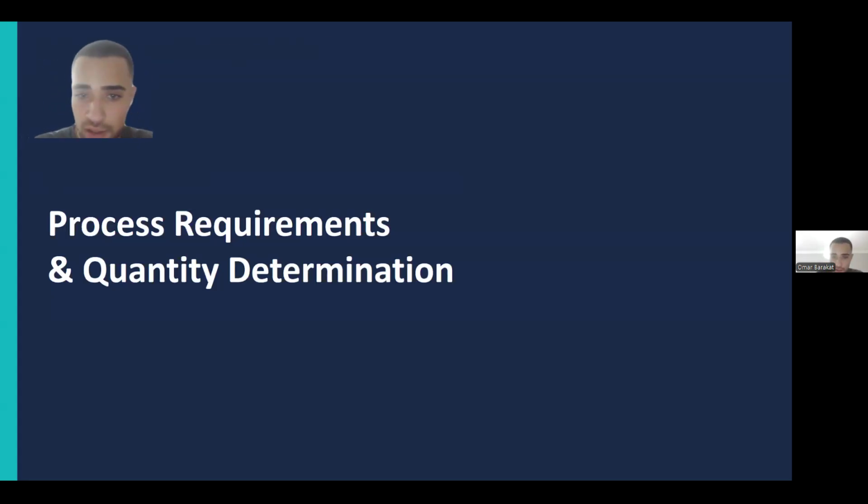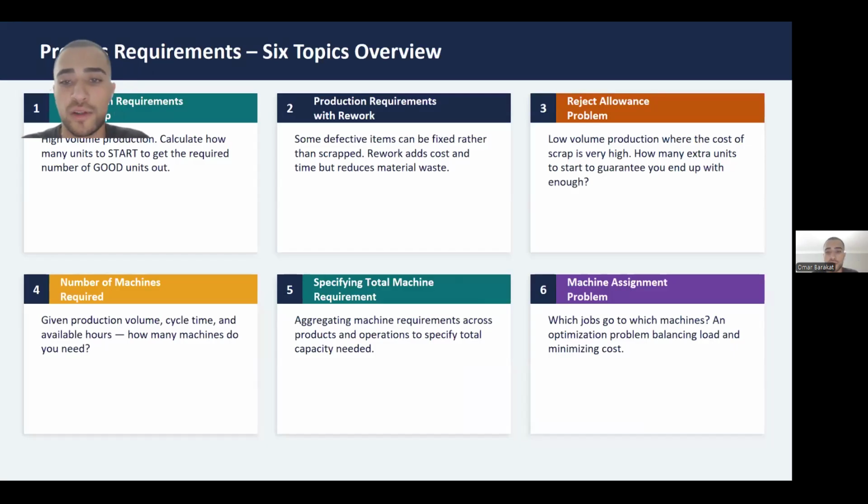Process requirements covers 6 calculation topics. Production requirements with scrap, production requirements with rework, the reject allowance problem, number of machines required, total machine requirement specification, and the machine assignment problem. Today we focus on the first and the most fundamental, scrap estimation. The others build on this foundation and we'll cover them in the next video when we go to GAMS optimization model for make or buy decisions.